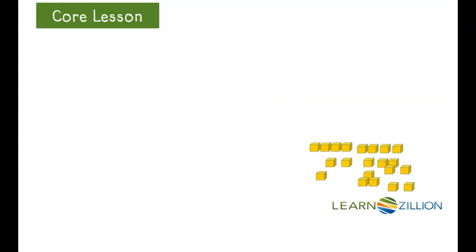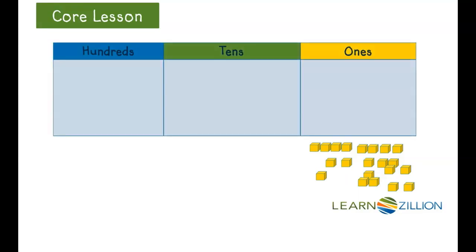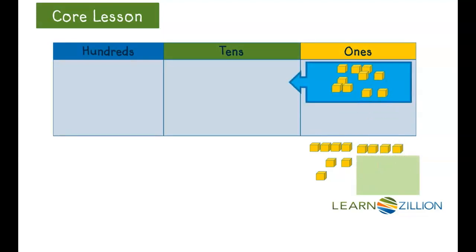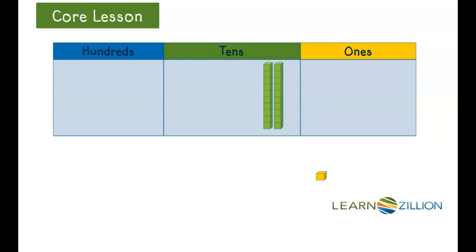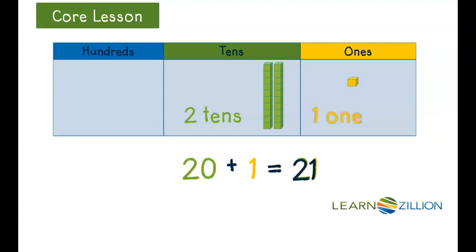Let's try grouping some numbers with some blocks that we have. Here I have a bunch of single blocks. I'll use my place value mat to see what I can trade in. I have 10 blocks here that I know I can trade in for 1 ten stick. And here are another 10 blocks that I can trade in for another 10 stick. If I move my single block over, I can see really quickly that I have 2 tens and 1 one. And that gives me a total of 21.